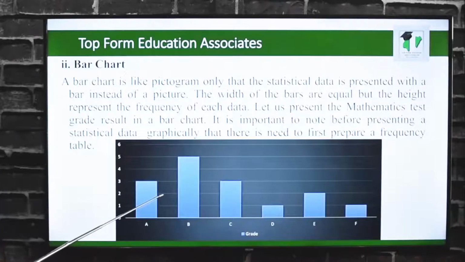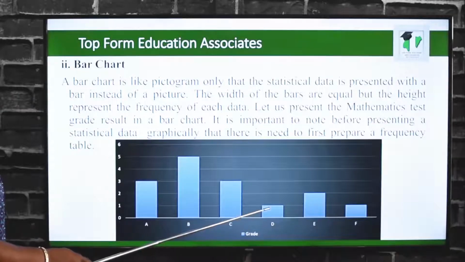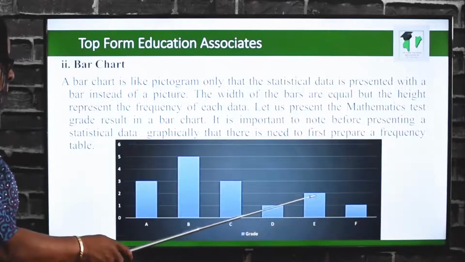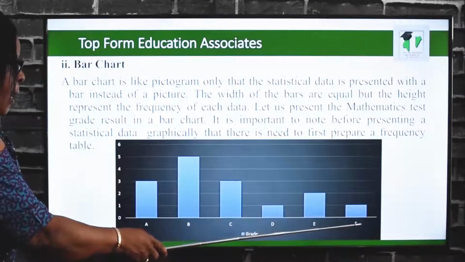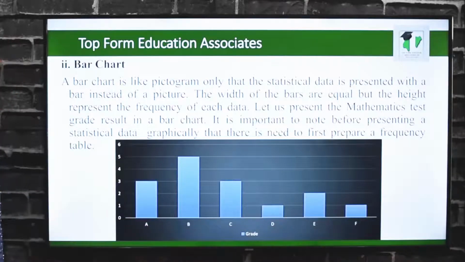So let's look at this. It is still that mathematics test result. So grade A had 3 students. You have 1, 2, and 3. Grade B has 5 students. Grade C has 3 students. Grade D has 1. Grade E has 2. And grade F has 1.